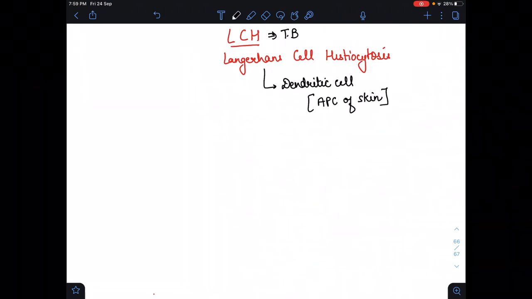Now, what is the type of mutation you find in the Langerhans cells? Please remember that all these mutations are very important from the point of view of pathology. The most common mutation in Langerhans cell histiocytosis is the BRAF mutation. Please remember it. BRAF mutation is seen in Langerhans cell histiocytosis.